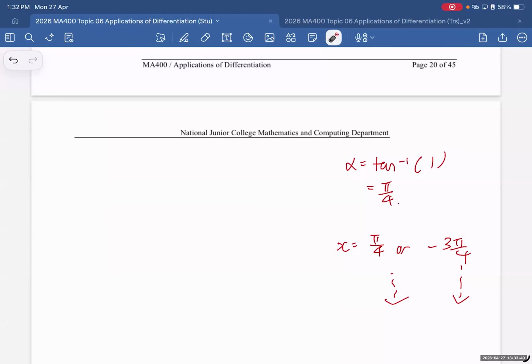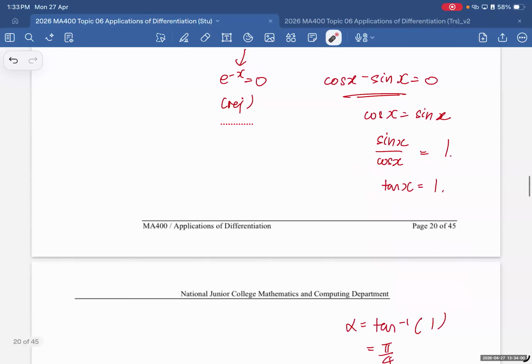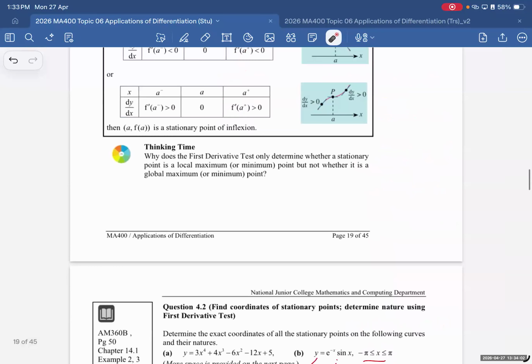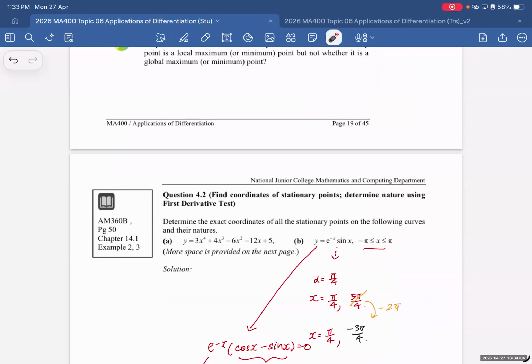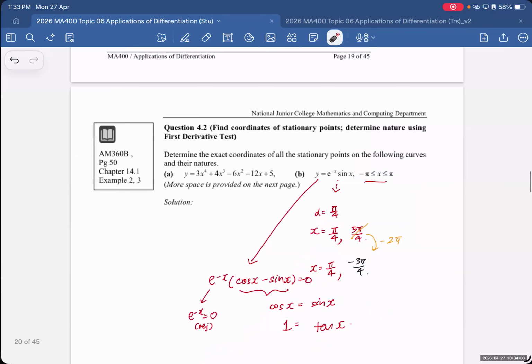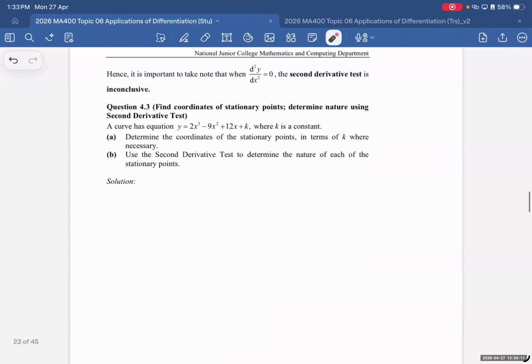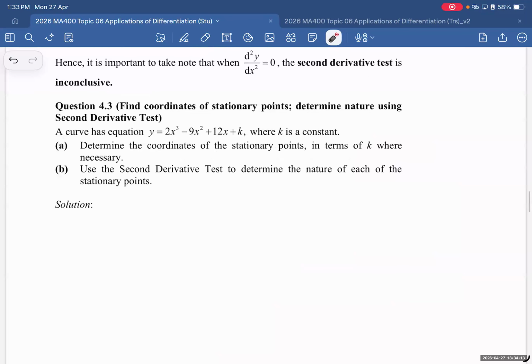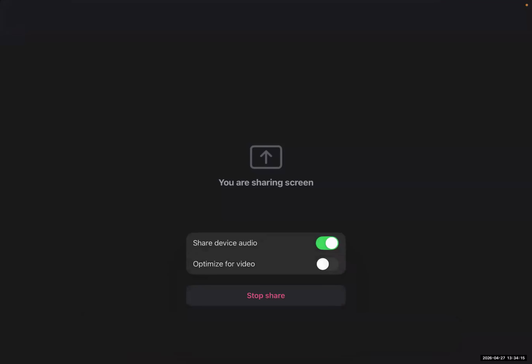Six x squared minus 18x plus 12. Now, remember to find stationary points, we are equating dy/dx to 0. So 0 equals 6x squared minus 18x plus 12. I won't show you the whole process, I think it will bore you. I'm going to tell you straight away. My answer is x equals 1, x equals 2.